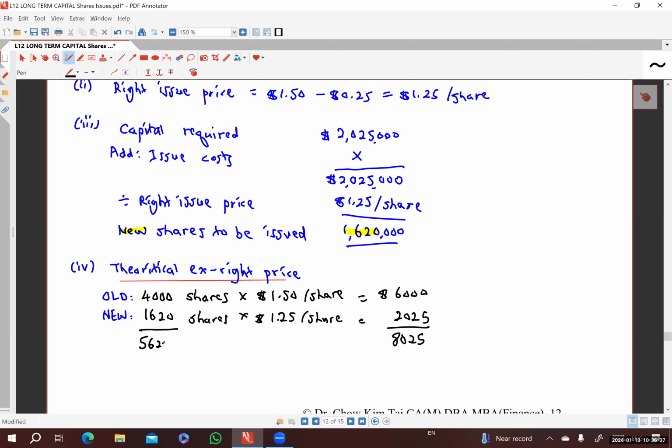Total here 5620. 8025 divide 5620. This is the ex-rights price. Done. Okay, that is rights issue.